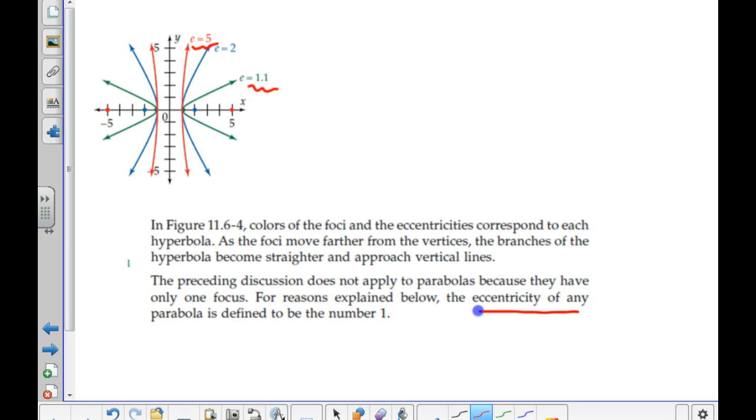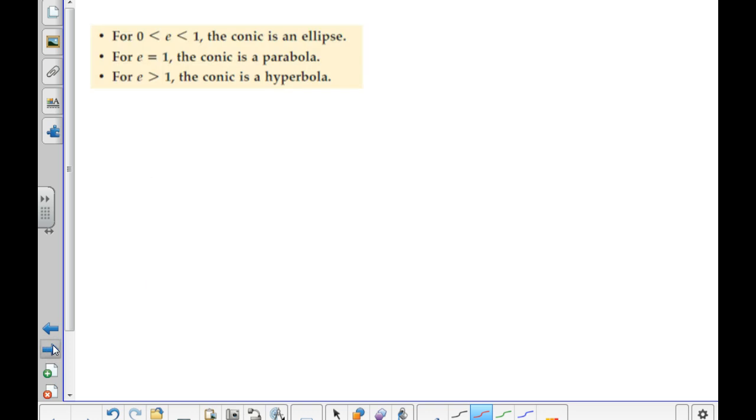The eccentricity of any parabola is defined as 1, and we're just going to go with it. I'm not going to spend time going through their explanation of that. You have this on your paper, yes? A little box that summarizes all that. The only one it doesn't have is what? E equals 0 is a circle.